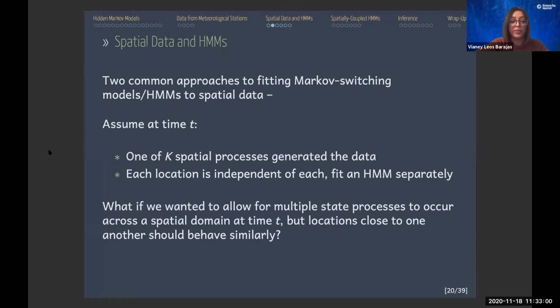So Brian and I were thinking, well, what if we wanted to allow for multiple state processes to occur across a spatial domain, but locations close to one another should behave similarly in their state process?